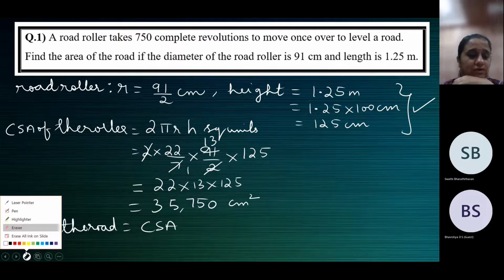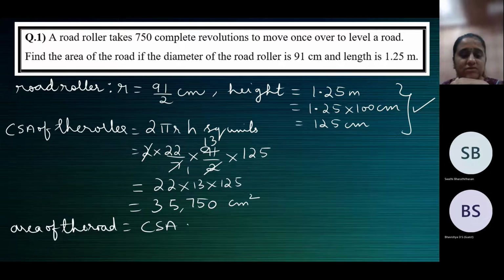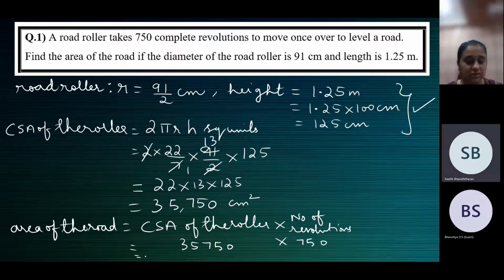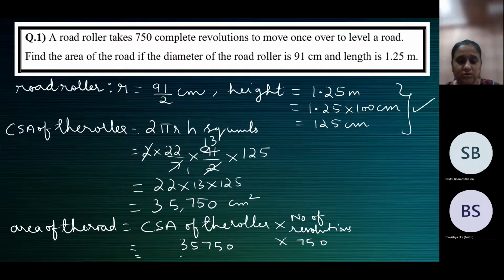CSA of the roller into number of revolutions. So CSA, you got it, 35,750 into the number of revolutions, 750. So that is 35,750 into 750. Oh my, it's a huge number. 268,125 followed by 2 zeros. Centimeter square.